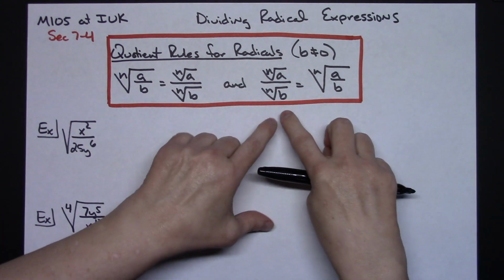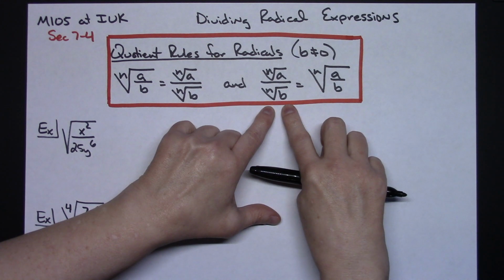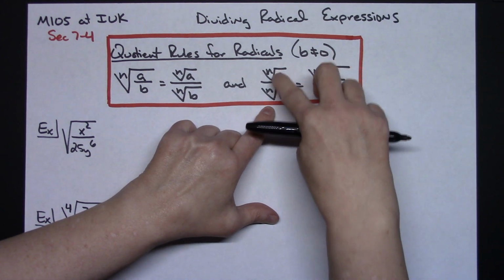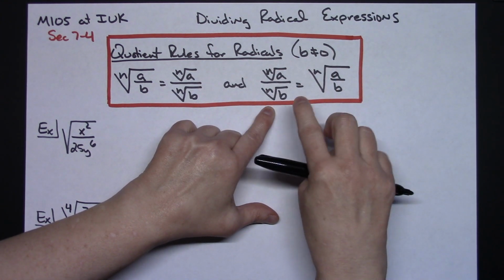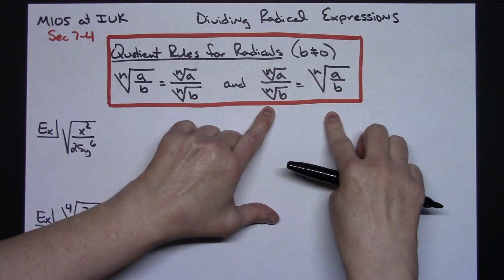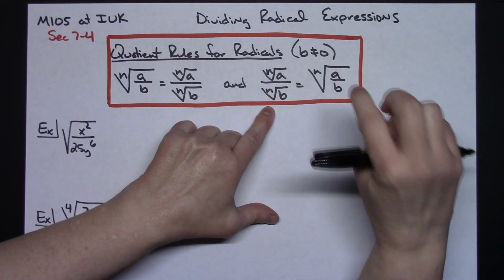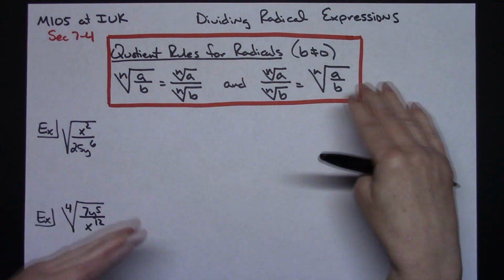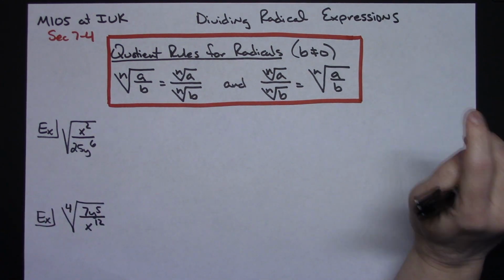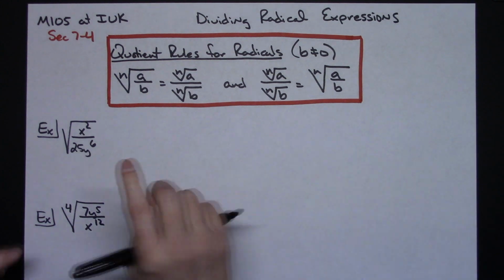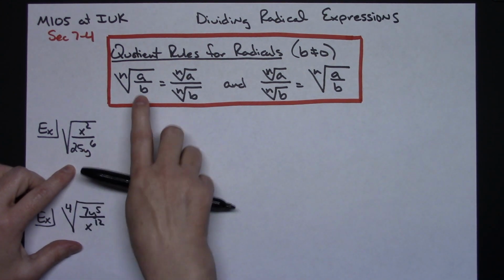On the other hand, sometimes I am given a problem where I start with a radical on the top and a radical on the bottom, and it helps to rewrite it as one big radical so that we can work with this expression algebraically underneath. So two different rules here that we're going to touch on in the same video. Alright, so we're going to start out with this first one here.